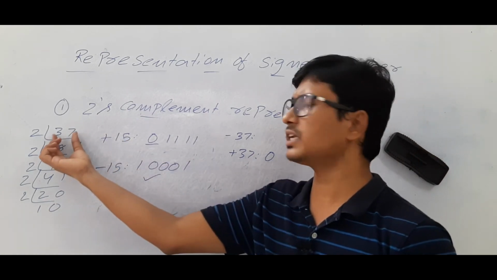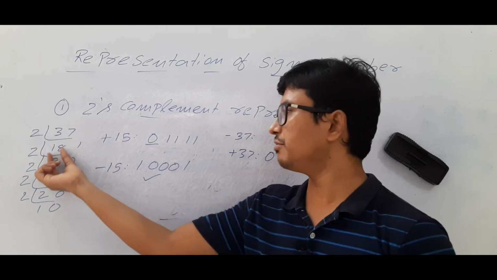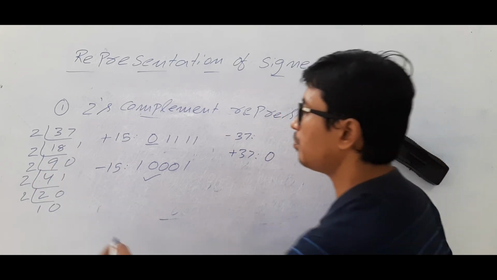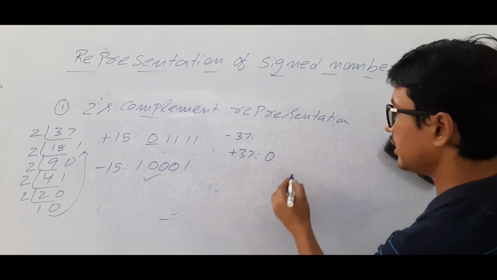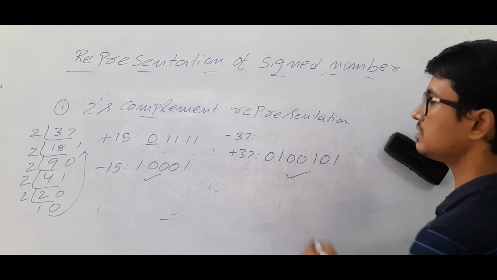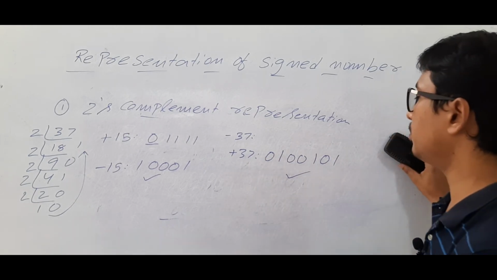What I have done is divide 37 by 2, keep the quotient and remainder, then again divide the quotient, and so on. Now from bottom to top we have to take it. So it will be 100101. So this is the way we will represent plus 37 in the twos complement form.